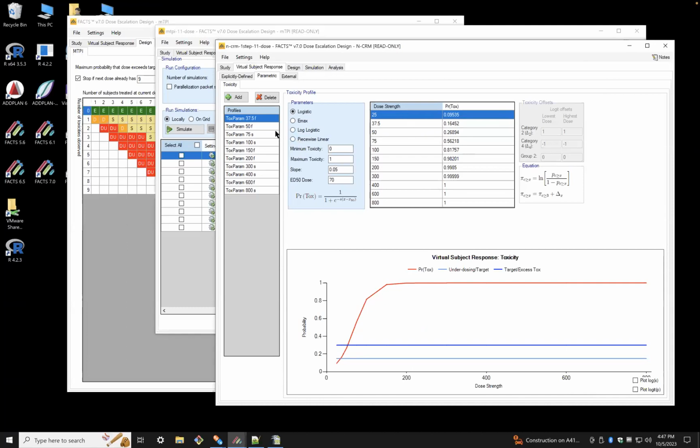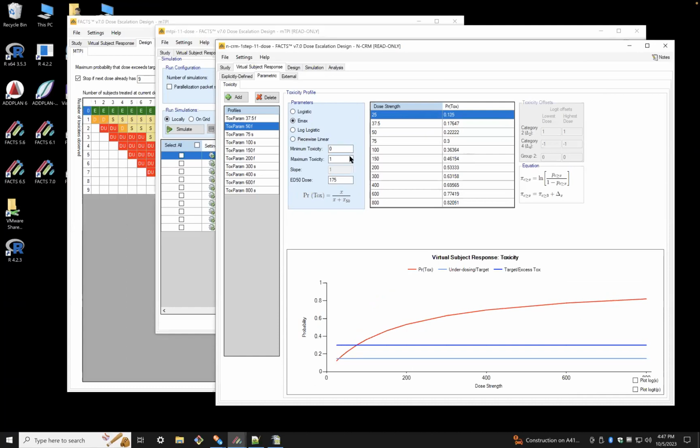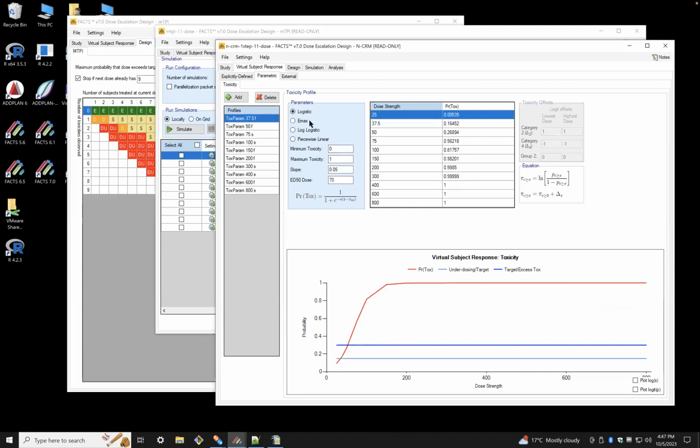And then for each one, I've selected the parameters. Now, for all of these, I've left the minimum and maximum toxicity as ranging between 0 and 1. The two parameters that get modified are the slope parameter and the ED50. Well, the Emax doesn't have a slope parameter, it only has an ED50. The logistic, here we've set the slope at 0.05 and the ED50 at about 70.